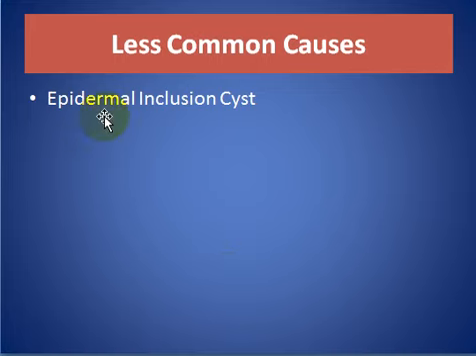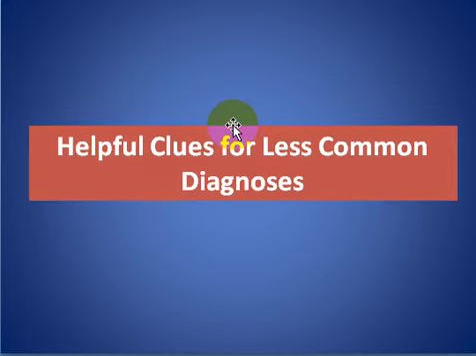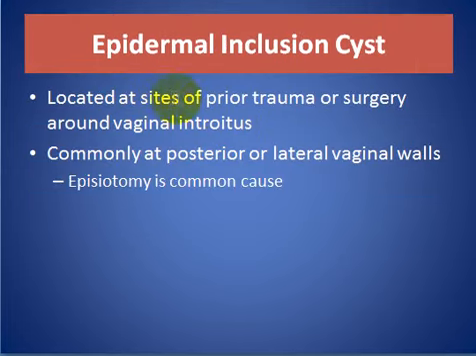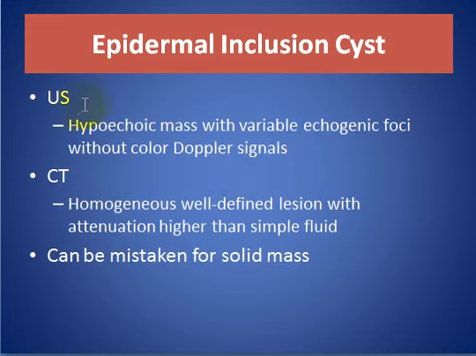Less common causes include epidermal inclusion cyst. The clues for epidermal inclusion cyst: it is located at the sites of prior trauma or surgery around the vaginal introitus, commonly at the posterior or lateral vaginal wall. Episiotomy is a common cause. On ultrasound, it is a hypoechoic mass with variable echogenic foci without a color Doppler signal. On CT scan, it is a homogeneous, well-defined lesion with attenuation higher than simple fluid, and can be mistaken for a solid mass.